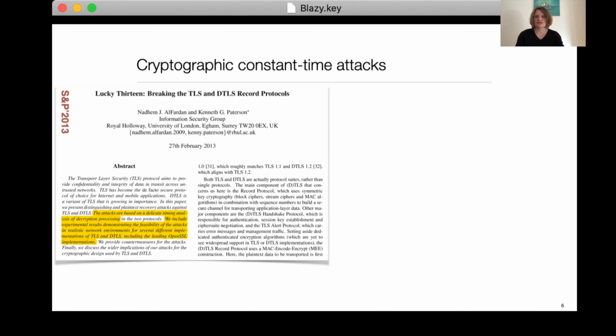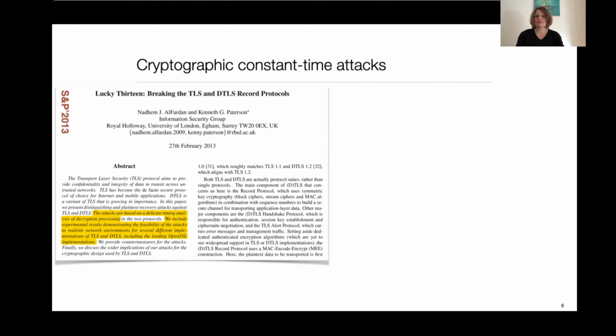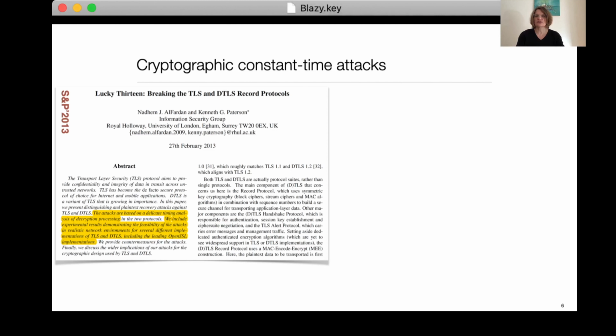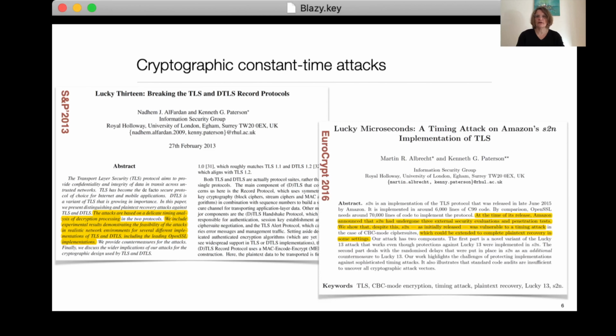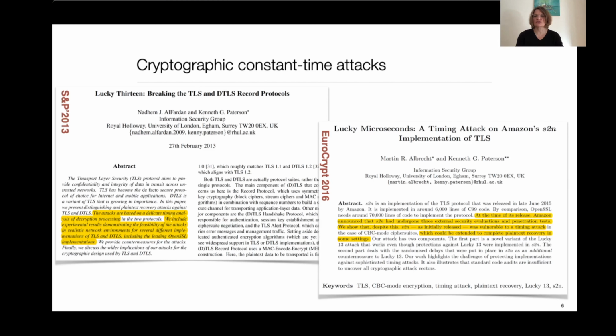I showed you toy examples of well-known programs, but in the literature there are other examples of real programs that were supposed to be secure, but were found not to be constant time. The first example concerns different implementation of the TLS protocol. And here on the right, this second example is another implementation of this protocol.